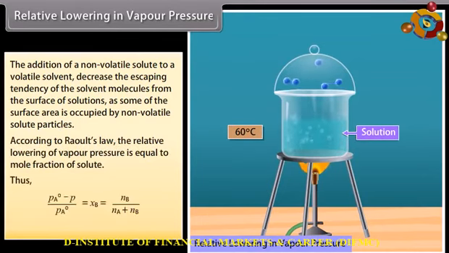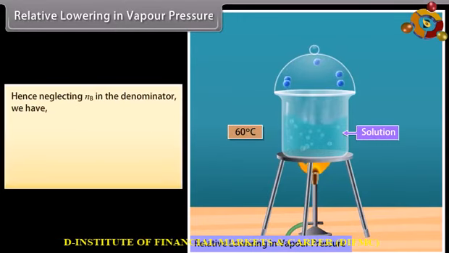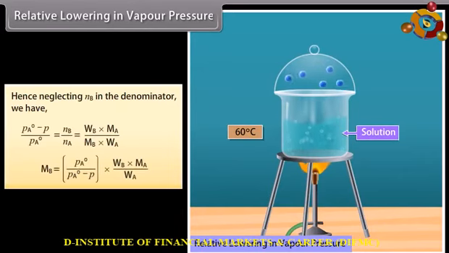Thus, PA naught minus P upon PA naught is equal to XB, which is equal to nB upon nA plus nB. For a dilute solution, nA is much greater than nB. Hence, neglecting nB in the denominator, we have MB is equal to PA naught upon PA naught minus P multiplied by WB into MA upon WA.